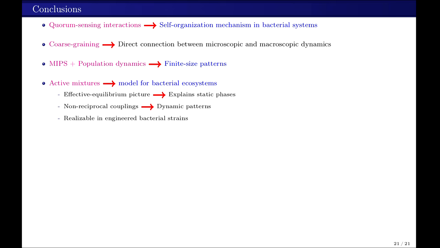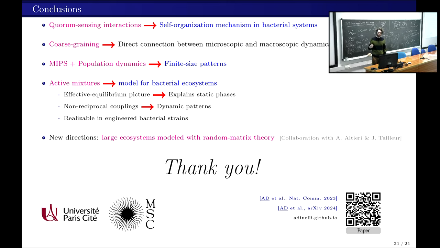In the final part, I've talked about active mixtures as a possible model for a bacterial ecosystem of many species interacting together, and as a new direction that we're now exploring. For example, we're trying to study a very large ecosystem that is made up of many different species, and trying to model that using a random matrix theory, and that's a collaboration that we're now doing with Ada Altieri in Paris.